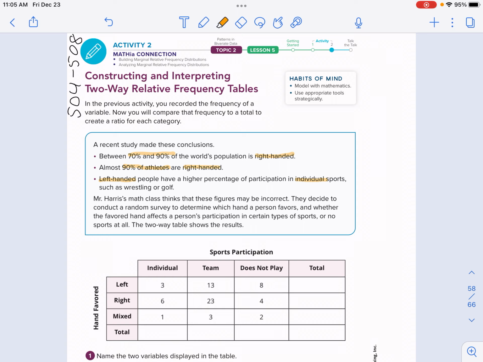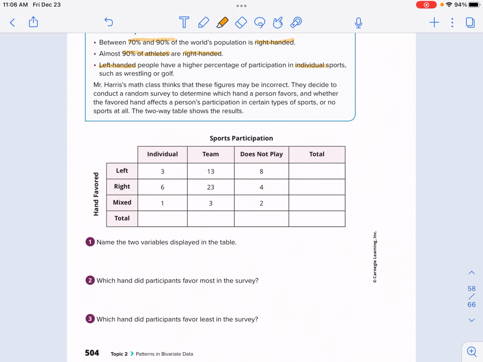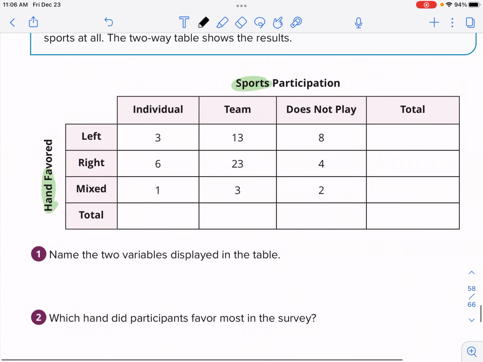And then here it says Mr. Harris's math class thinks these figures may be incorrect. They decide to conduct a random survey to determine which hand a person favors and whether the favored hand affects a person's participation in a certain amount of sports, whether they do or do not play. Okay. Well, for now, before we get to the questions here, let's go ahead and put the totals for each one. As you can see, we have favored hand and we have sports participation.